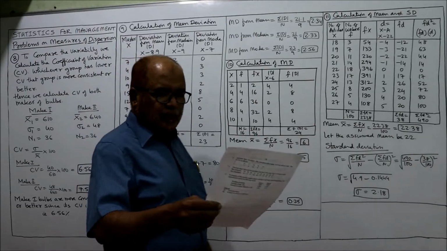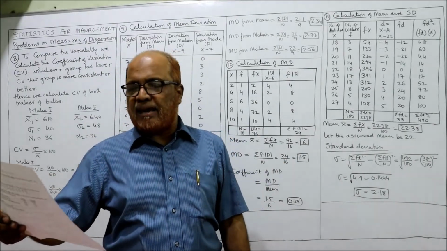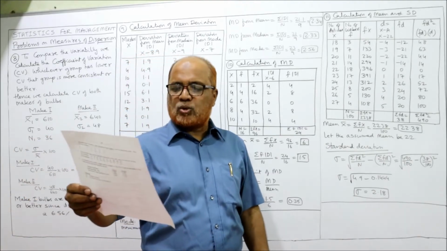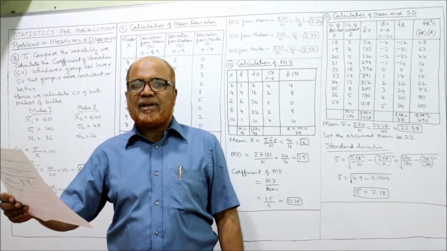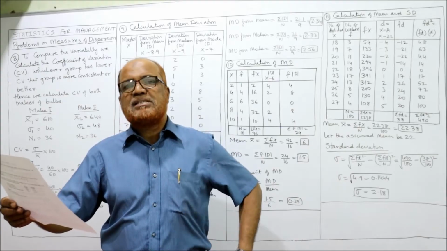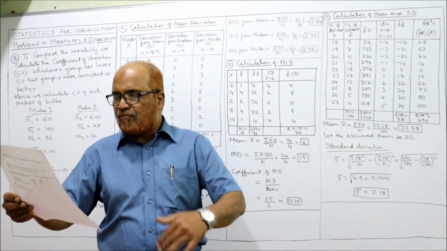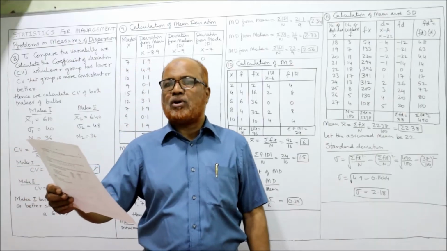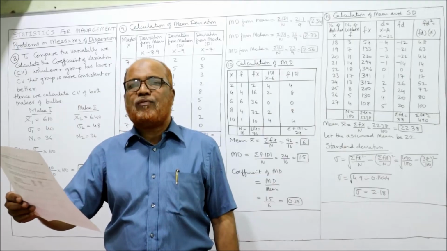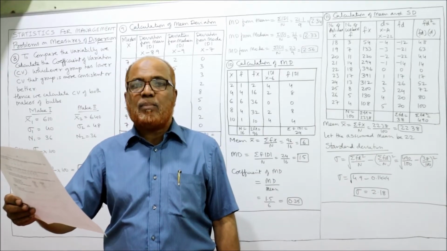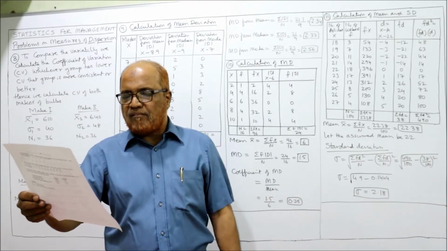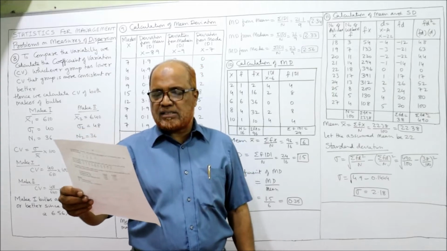Come on, see carefully the 8th problem. A test to compare the lifespan of 2 makes of bulbs yields the following. Make 1 bulb and make 2 bulbs, 2 types of bulbs are there. The average means arithmetic mean. The mean of make 1 bulb is 610 hours and the mean of make 2 bulbs is 640 hours. Standard deviation of make 1 is 40 hours and for make 2 is 48 hours, and the number of bulbs is 36 for make 1 and 36 for make 2. Compare the variability and find which make is better.